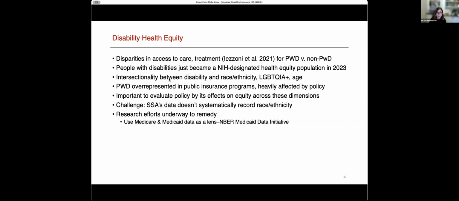This is just a slide with a little more detail on the disability health equity topic. I just wanted to point out that people with disabilities as a demographic group have become an NIH designated health equity population in 2023. So I think we're going to begin seeing an explosion of work in this area, because now research on these topics of disability disparities, whether intersectional or not, like disparities in outcomes for people with disabilities versus people without disabilities, right?